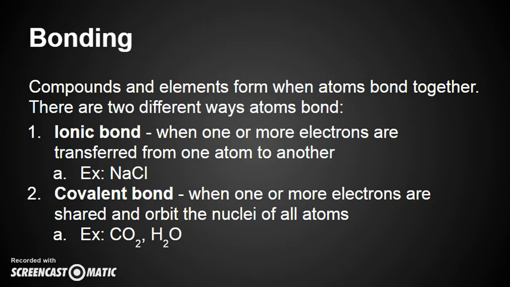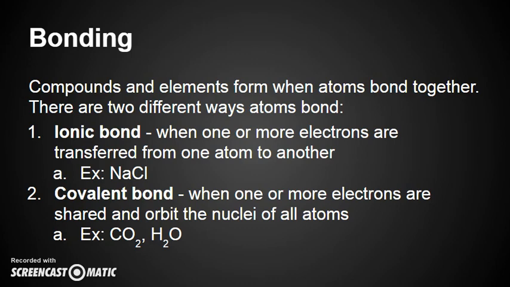The next type of bond we have is a covalent bond, and a covalent bond is when one or more electrons are shared and they orbit the nuclei of all of the atoms. This is going to be a stronger bond, and we see this with water. We're going to share all of those electrons, so eventually all of the atoms in the molecule are going to have a full set on that outer shell, but it's not going to happen all the time because we're sharing those electrons. And since we're sharing those electrons, we're going to create this bond. And this bond is going to be a stronger bond. It's going to be a lot harder to break than that ionic bond.